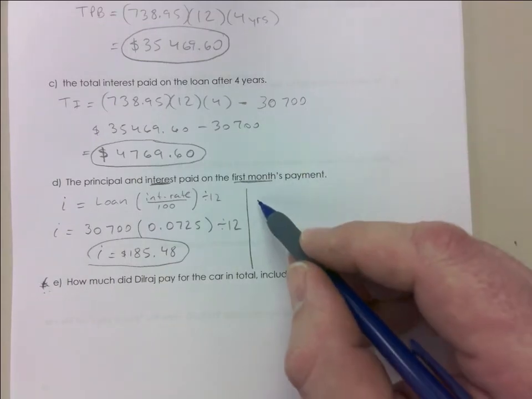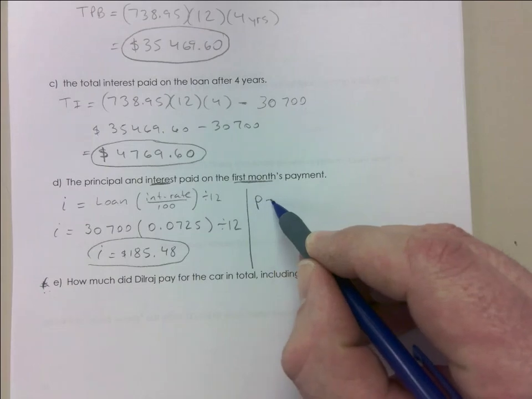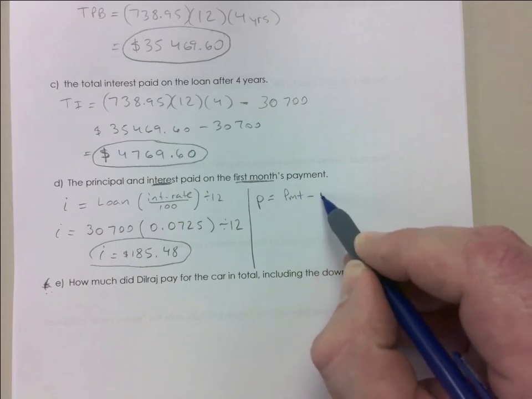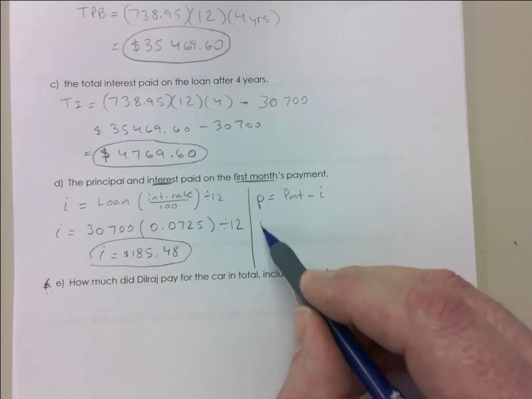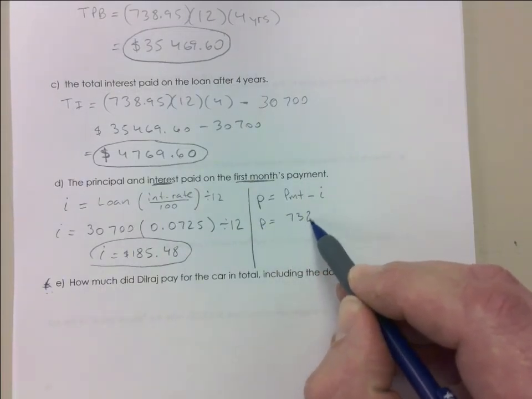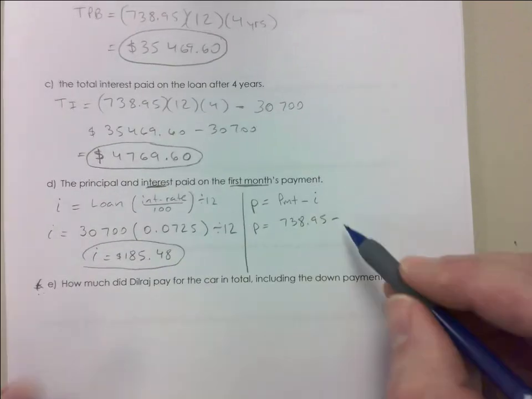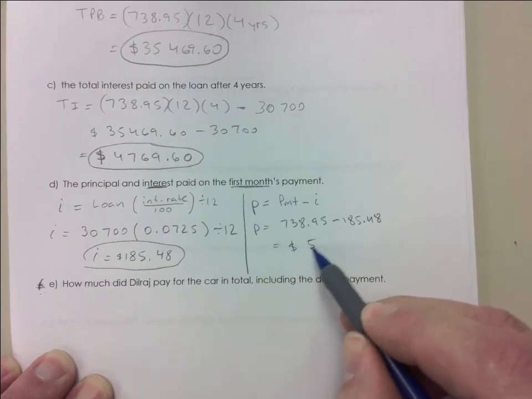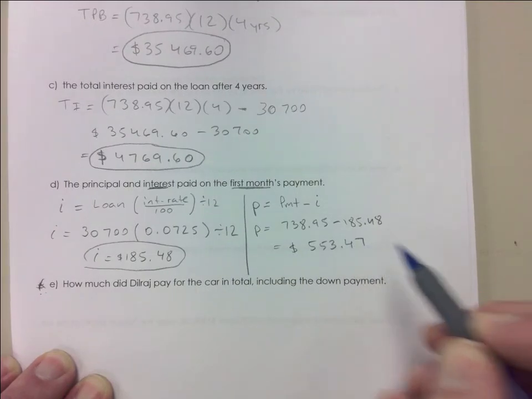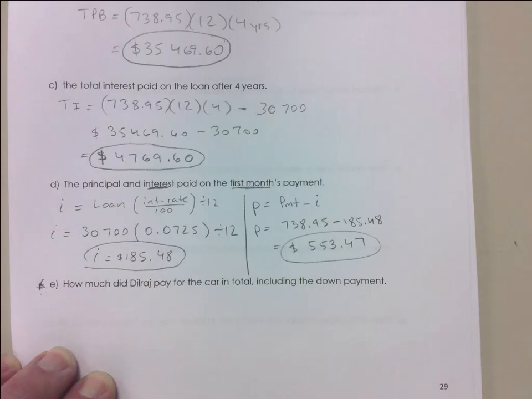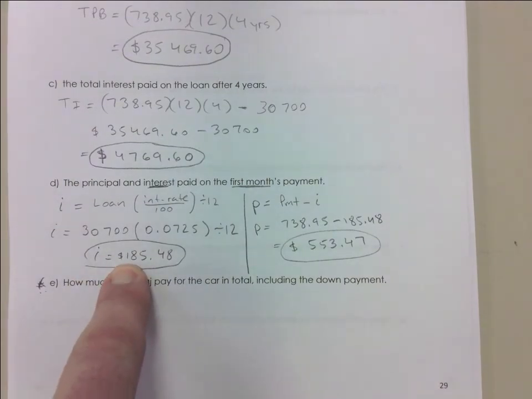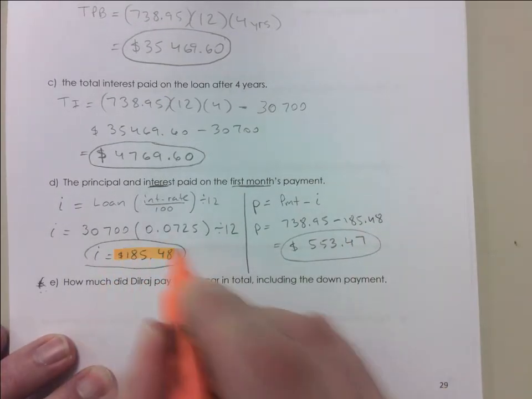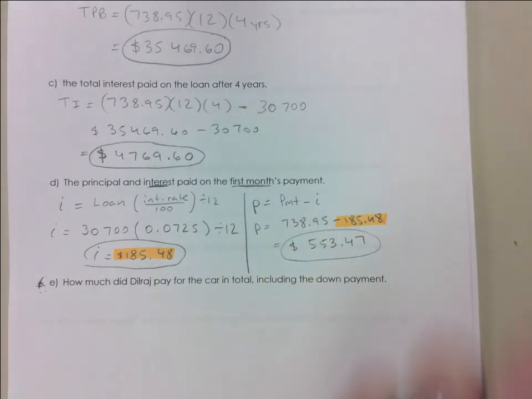That they transfer. And then the principal is what is left over. So you take your payment and you subtract the interest that you've paid, and that's how you find out. So 738.95 minus 185.48, and that is 553.47. So I always calculate this first, then I use this here. So if you have various colors, once you've got that there, I subtract it there.